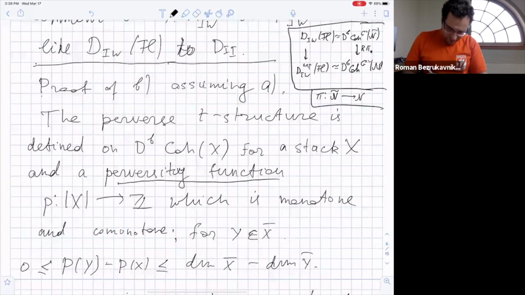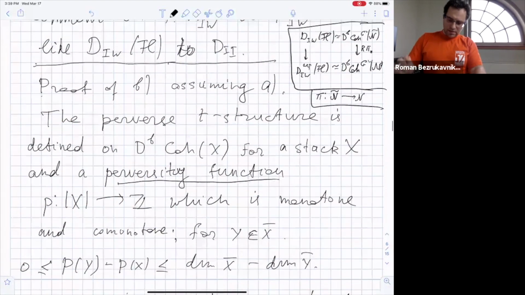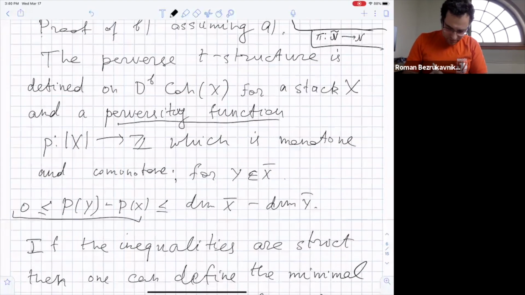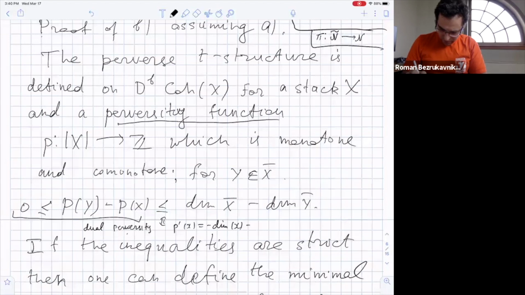So this motivates the answer, which can also be proven. The perversity function has to be monotone and comonotone. Basically, when you go down in the generization order, the perversity function has to go up. That's the first condition, but it can't go up by too much. In other words, this is equivalent to saying that the dual perversity function p prime of x, which is minus dimension of x minus p, is also monotone.